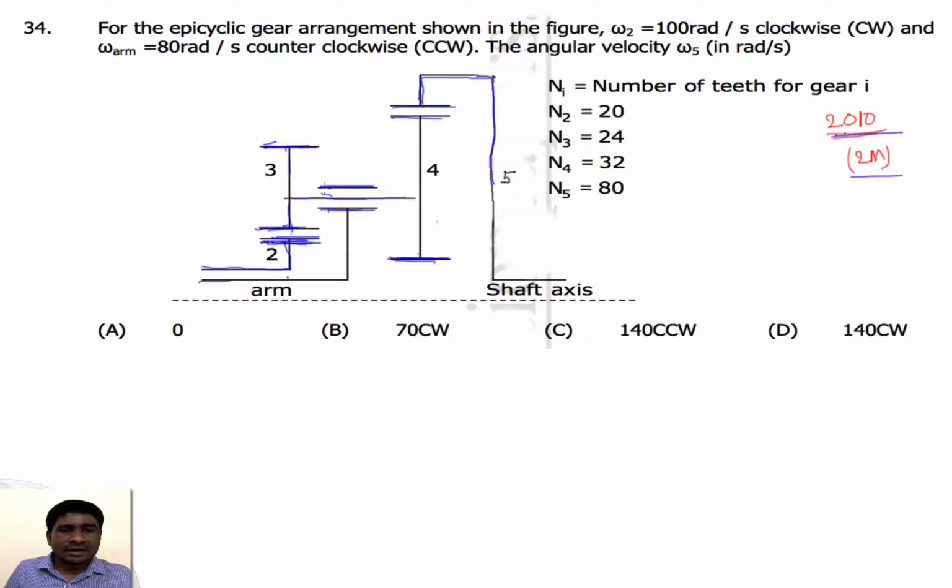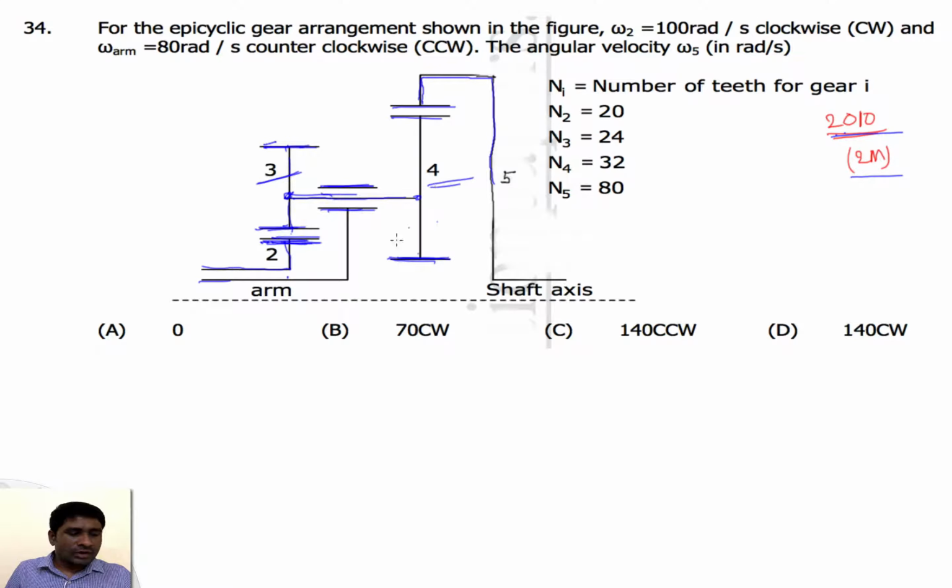And this is not a gear; some arm is mounted on the shaft that is connecting 3 and 4. If you observe, gears 3 and 4 have the same shaft, and 3 and 4 are connected to the same thing. That means 3 and 4 are compound gears here.